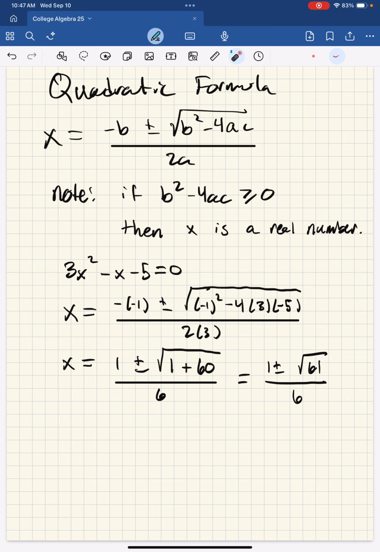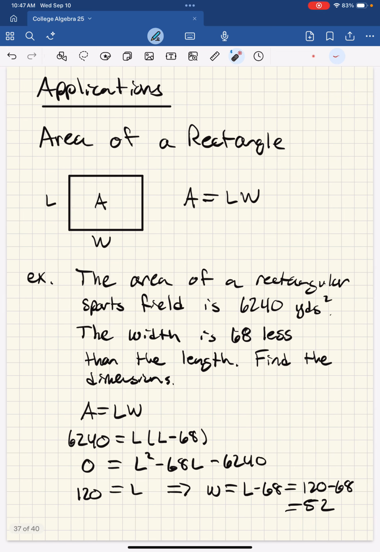And then you've got x solved by itself. Then we've got applications of quadratic equations. So the first application is the area of a rectangle. Area is length times width. Our example is we have an area of 6,240 square yards. The width is 68 less than the length.